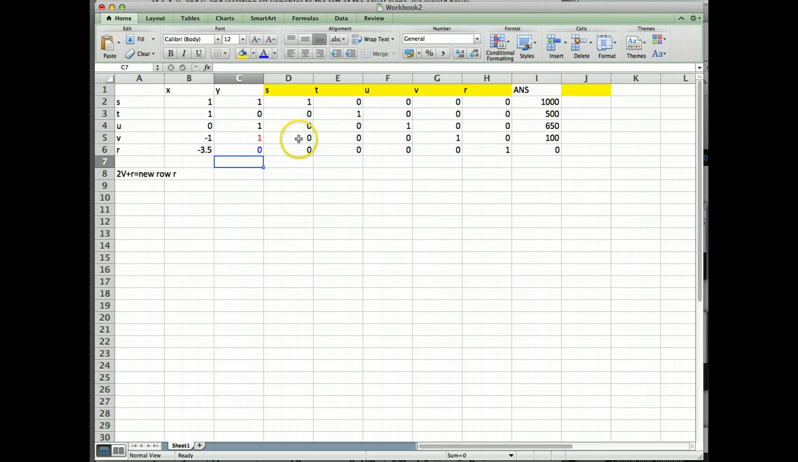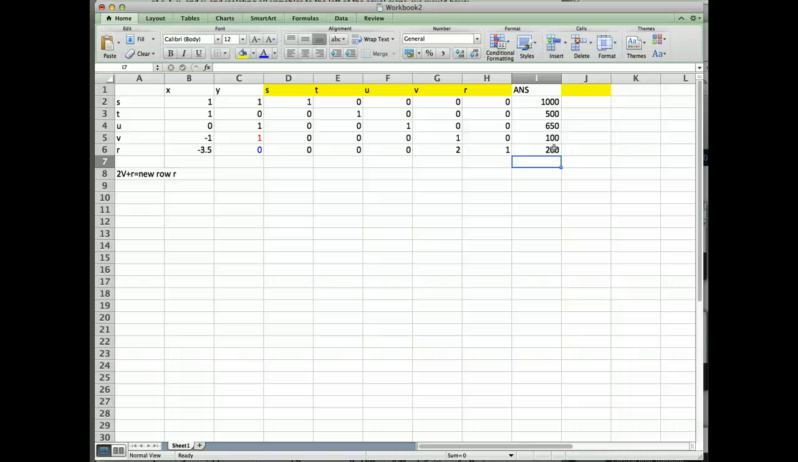Now, nothing exciting happens with these columns because +2 times 0 is 0. We add them all up. But here we have +2 times 1 is 2. That becomes a 2. And we'll end here in the answer column. +2 times 100 is 200. Plus 0 gives us a 200.